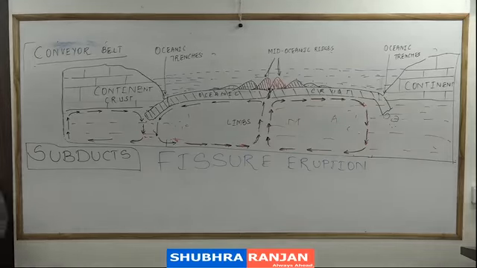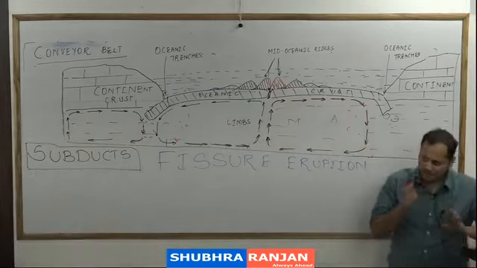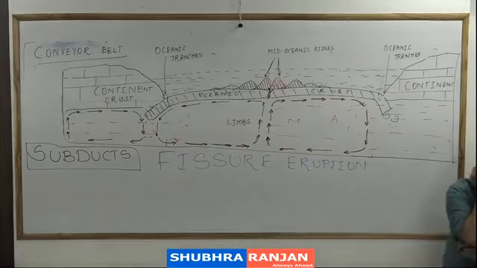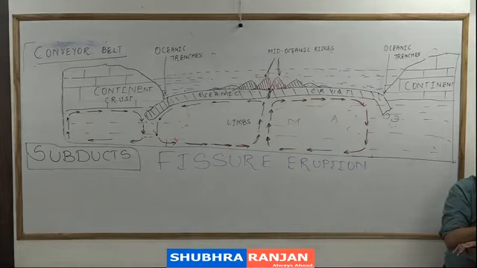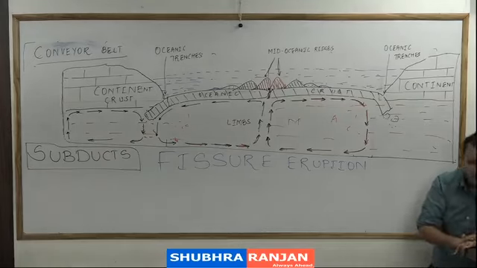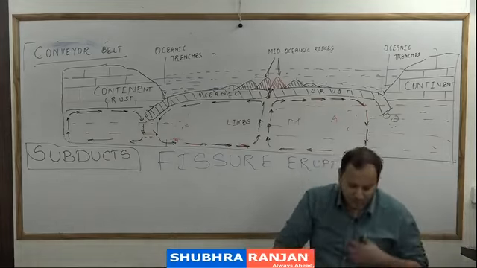So this is the theory. Creation and destruction, and along with that, volcanic eruptions. Evidences. The first evidence: presence of mid-oceanic ridge, which is the longest mountain system on the earth, running unbroken for 78,000 kilometers. This has been your prelims question also: which is the longest mountain system on the earth.